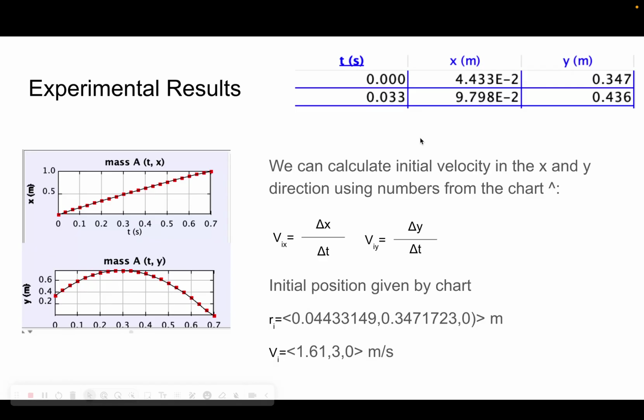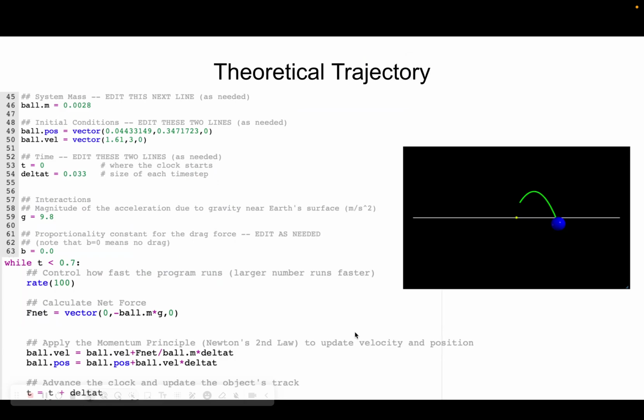First, we can calculate the initial velocity using these values up here: delta x over delta t, delta y over delta t. You can just plug those in. And then we also have the initial position, which is given by x and y up here. And here you have the values that we then plug into GlowScript. You can see how we put the initial vectors in up here. We have the delta t, which is 0.033, and the ball's mass, which is 0.0028.